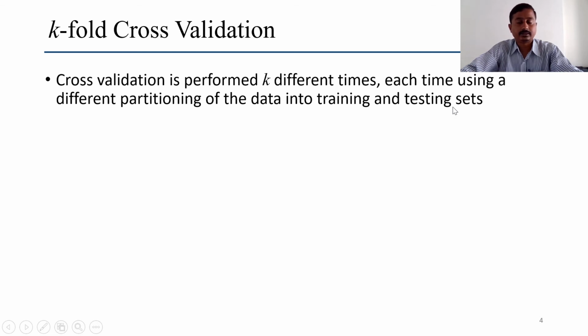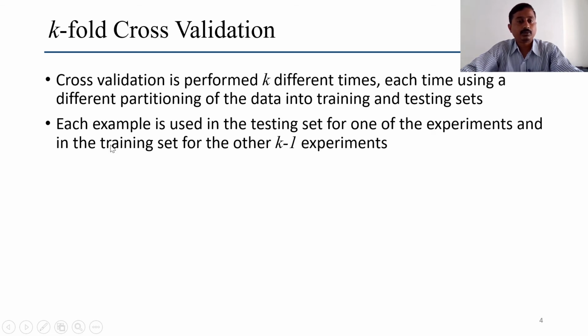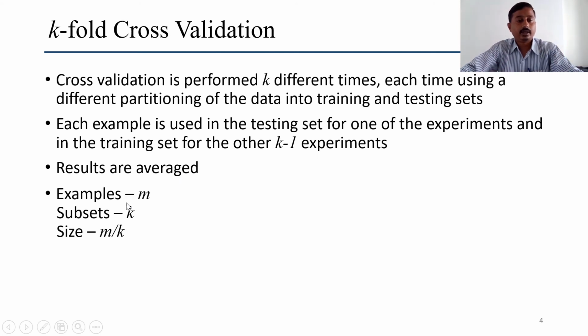And what happens to a particular example? Each example will be a part of the testing set in one of the experiments, and it will be a part of the training set for the other k-1 experiments. Finally, we will take an average of the results of these k experiments. In general, when we have m samples and k blocks, the size of each block will be m by k.